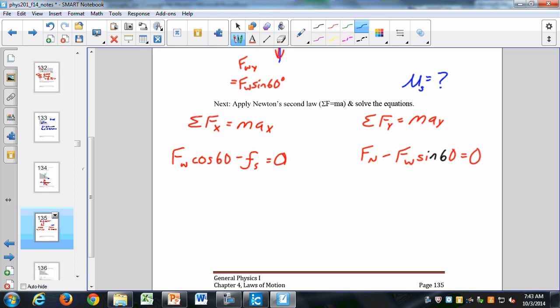Right, so my Fs is equal to mu s times the normal force. So mu s is equal to Fs over the normal force. So if I know Fs and I know the normal force, then I can find mu. So I find Fs from the x equation. I know that mu is the ratio of those two forces. How do I find Fn? What's that?